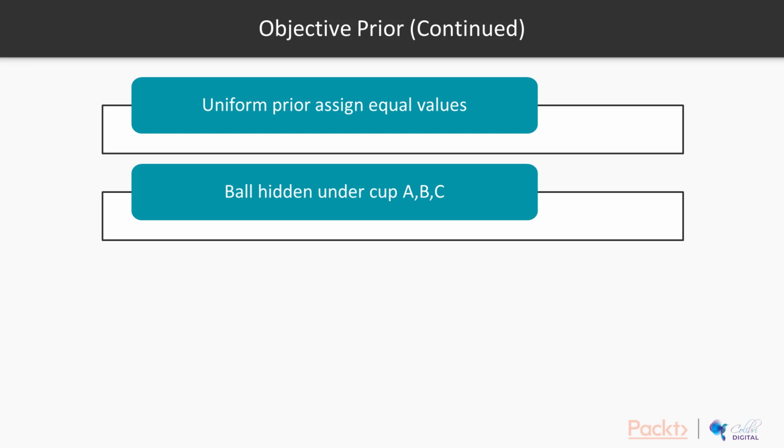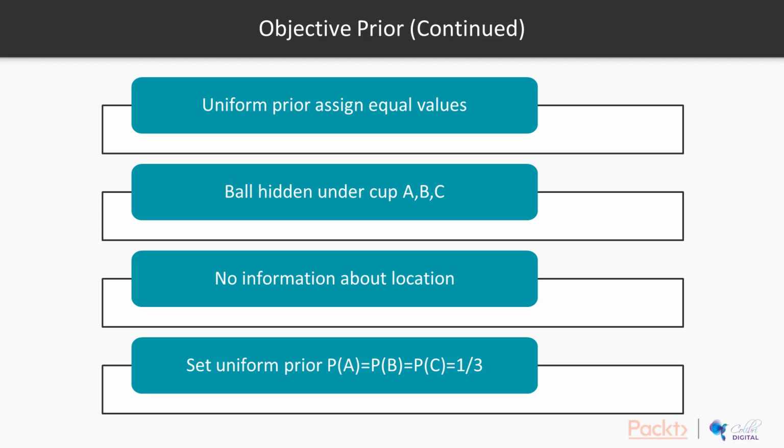Let's take an example of an objective prior. Consider a situation in which one knows a ball has been hidden under one of three cups, A, B, and C, but no other information is available about its location. If no information or data is present, then we will set the prior as a uniform prior, that is, equal value in all the cases. In this case, a uniform prior gives probability of A equal to probability of B equal to probability of C equal to 1/3. This seems intuitively like the only reasonable choice.